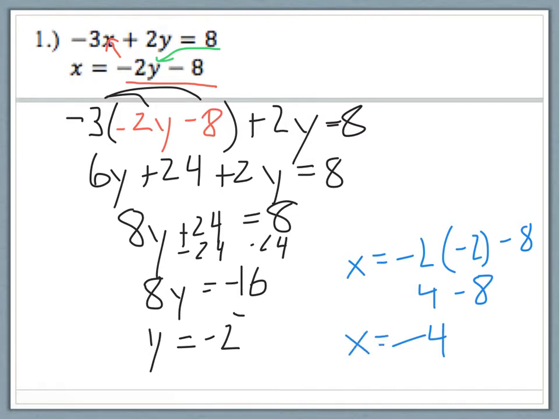So I have an x and a y, but we can't leave it like that. We actually have to put it as a point. So my answer is going to be -2. Oh, I'm sorry, our x goes first. It's going to be -4, -2. Your x and your y point.